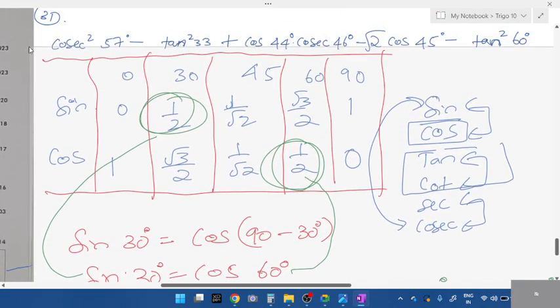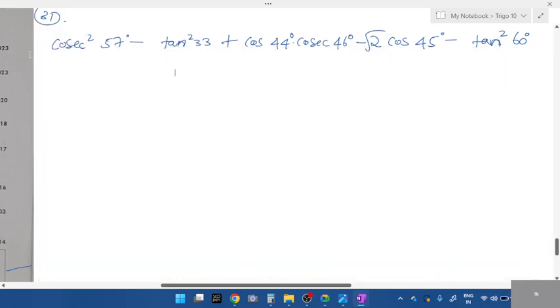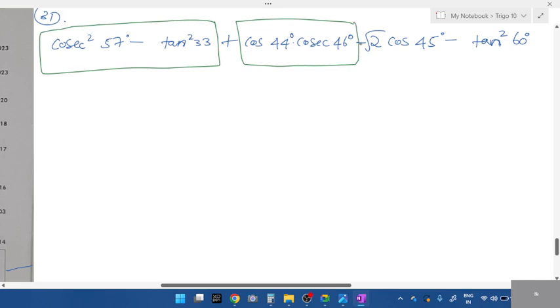Now I'll tell you how to use this complementary. Whenever numbers are given, we use the table and complementary angles, students. Look at this question. Cosec square 57 and tan square 33. Let us take these two as one pair, this as one question, then this as one question, and the other one. Total, imagine there are 4 questions.